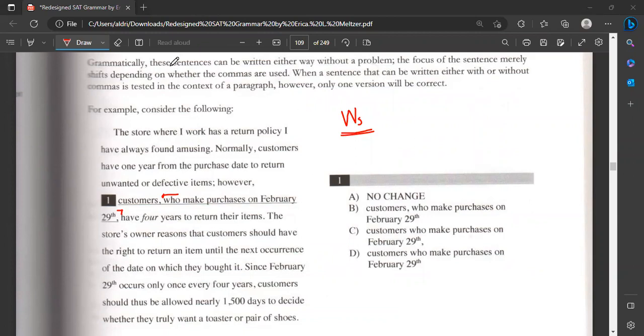Okay, so I just want to ask if you guys have noticed what Audin was saying. Have you noticed that? Yes, sir. I think what Audin was saying is that if you take out who makes purchases on February 29th, it's basically saying that all customers have 4 years to return their items. Exactly. Which is not true, right? Because like he said, normally customers have 1 year, which he also mentioned there, right? So everyone has seen that, right?